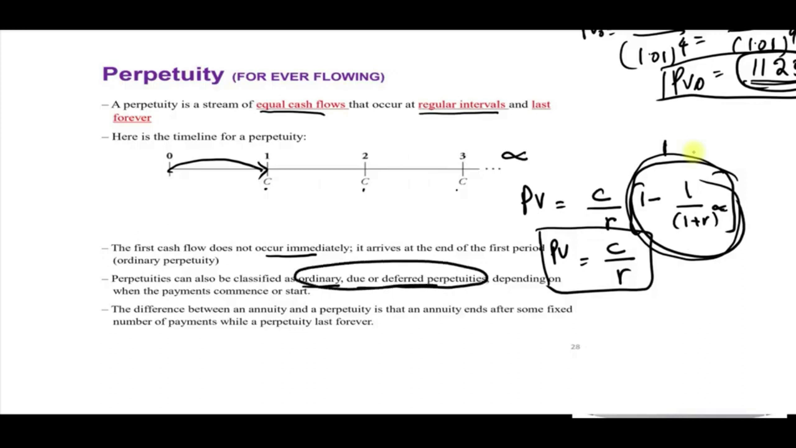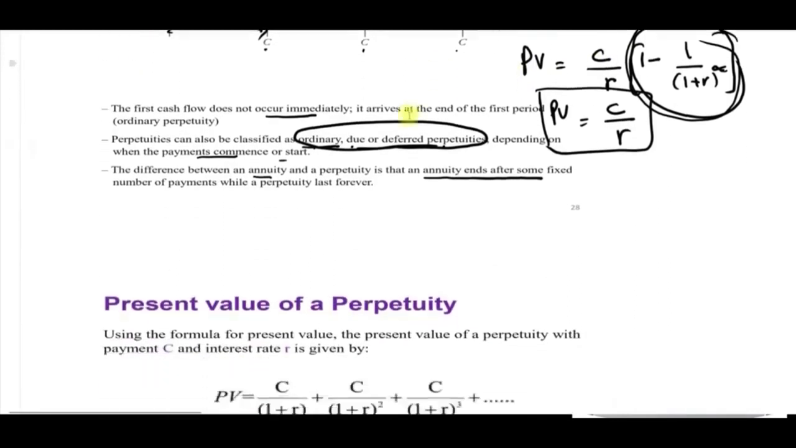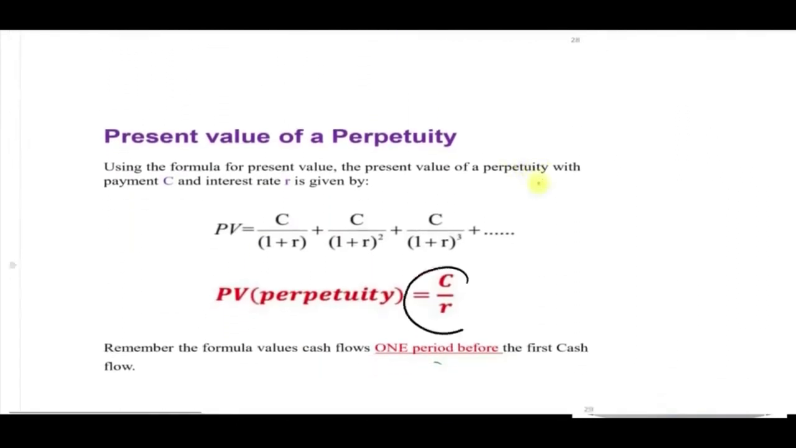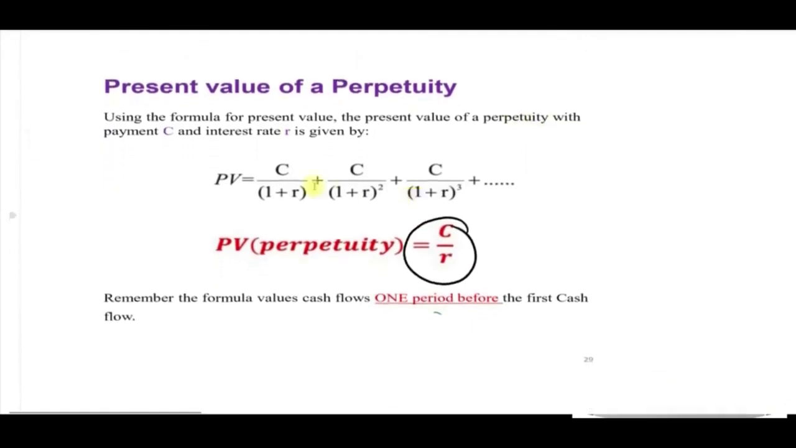Like annuity, which we classified into due, ordinary or deferred, deferred being one of the cases of annuity, similarly we can classify perpetuity into three types: ordinary, due, or deferred, depending upon when payments commence or start. The difference between annuity and perpetuity is that annuity ends after some fixed period of time, but perpetuity is forever. Let's solve this question, it becomes easy. This is again the derivation of the perpetuity formula.